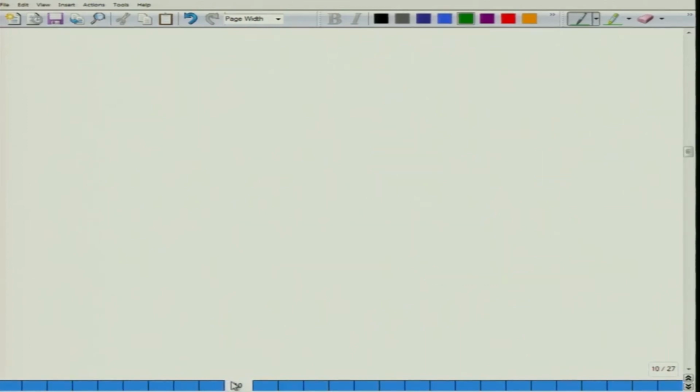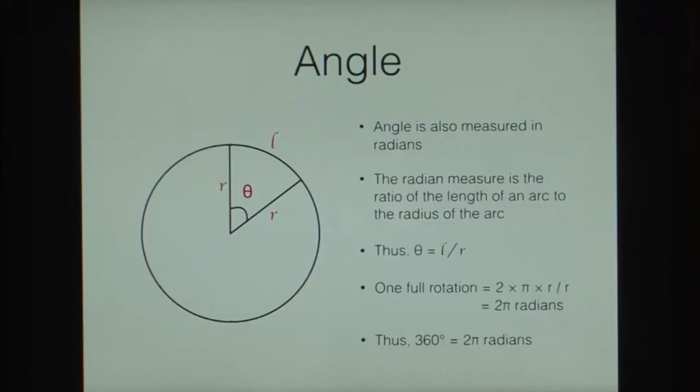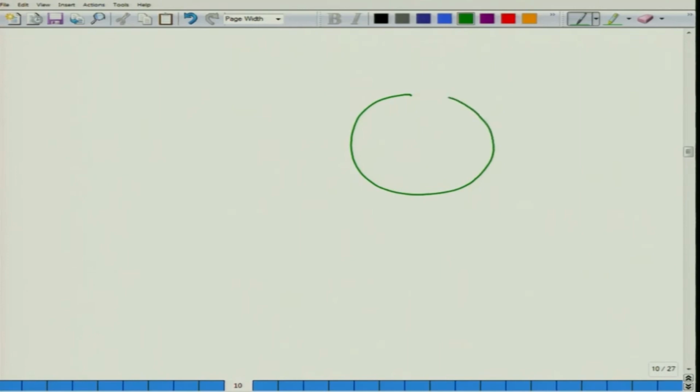An angle can also be measured in radians. The radian measure is the ratio of the length of an arc to the radius of the arc. So, suppose we have a circle with its center O, and we consider this arc. The length of the arc L divided by the radius also gives you the theta value. So, theta equals L upon R radians, also referred to as rad.